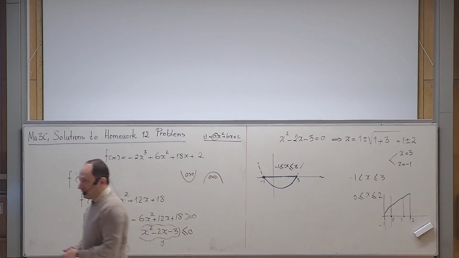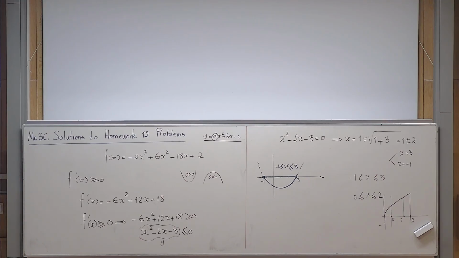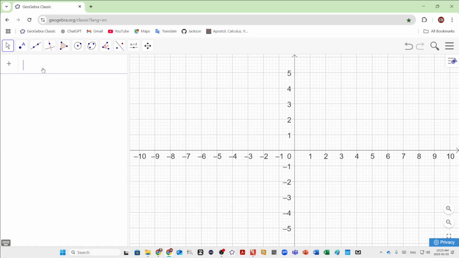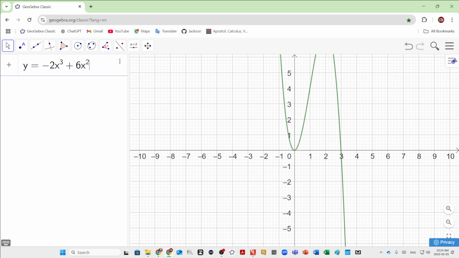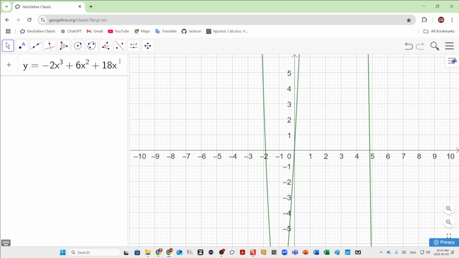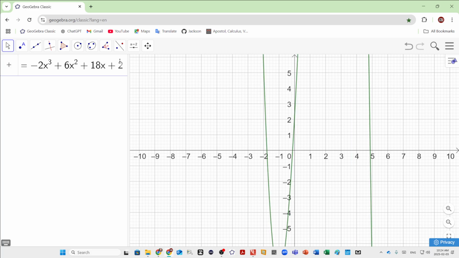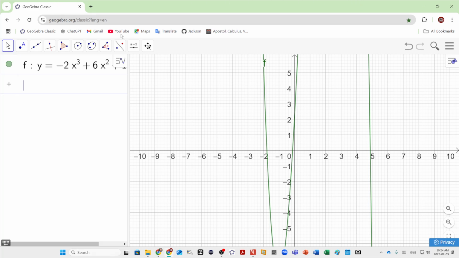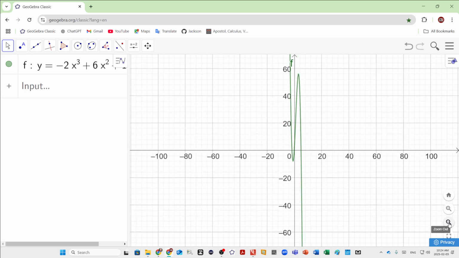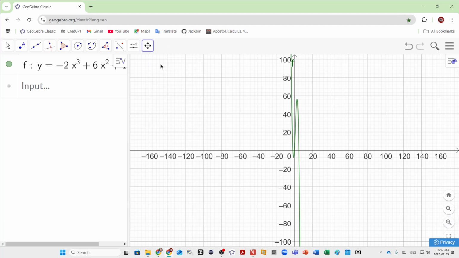Yeah. Okay, so if you want, we can also draw the graph using GeoGebra to see how it works. It would be a better idea. So how can I draw this using GeoGebra? y equals minus 2x cubed, and then plus 6x squared, and then plus 18x, and then plus 2. Yes, this is the function. Let me make it a little bit smaller. This is the function which is, oh, very, so let me make it a little bit more beautiful.